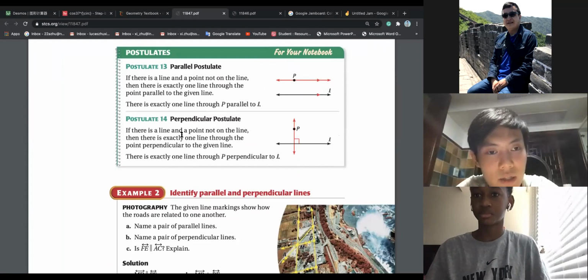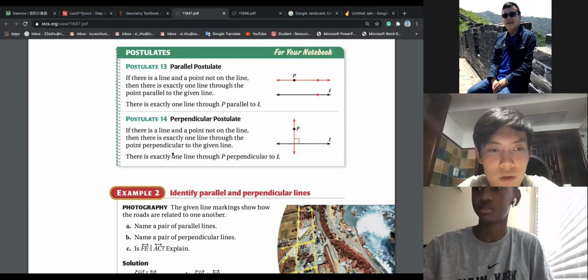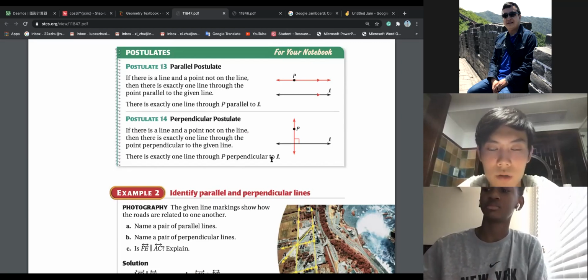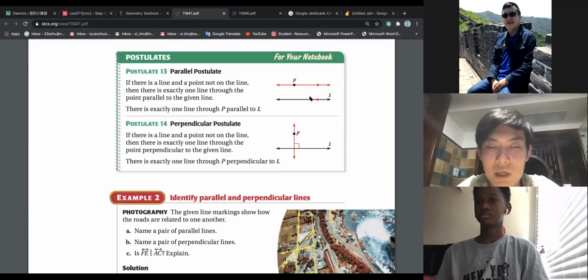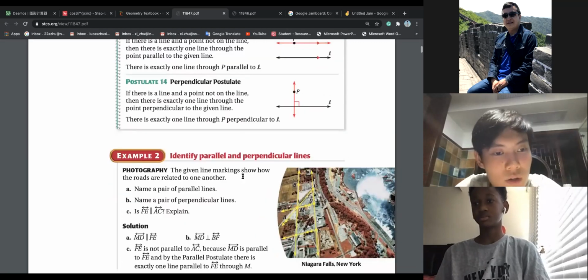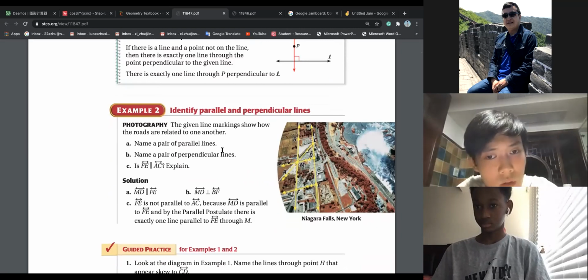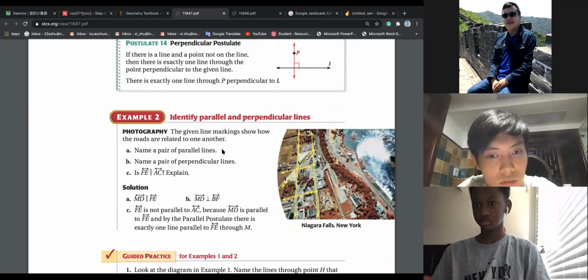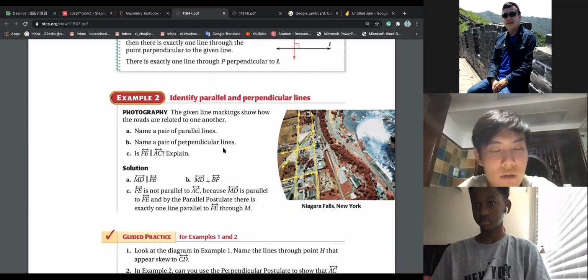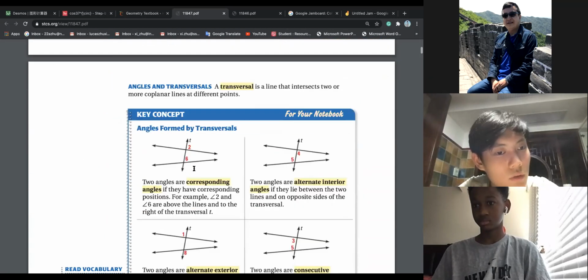And if there's a line and a point not on the line, there's exactly one line through the point perpendicular to the given line. So basically, if there's a point not on the given line, the line through it is either parallel or perpendicular to it. I don't think we need to do those.